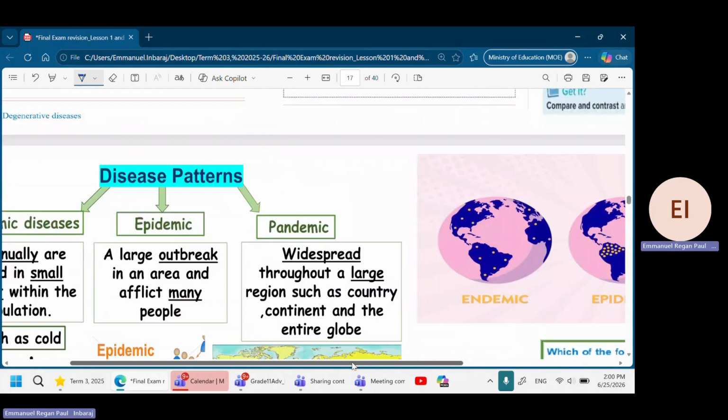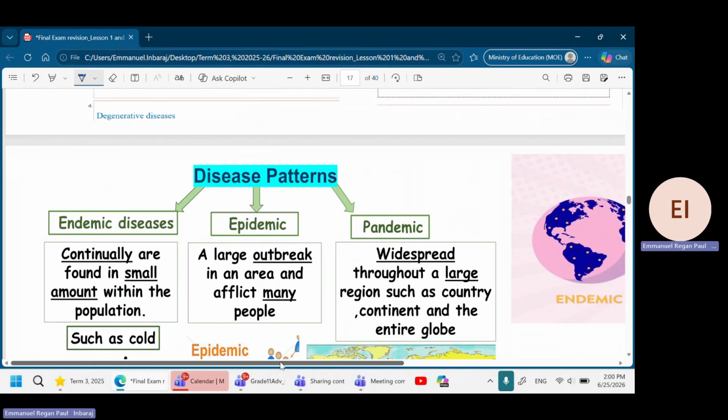So let me summarize it here. You see here, you have the summary. Endemic. Okay, here is endemic. It is a small amount within a population. What is epidemic? Large outbreak in an area and many are affected. Pandemic, widespread to different countries, continents, and the entire globe.